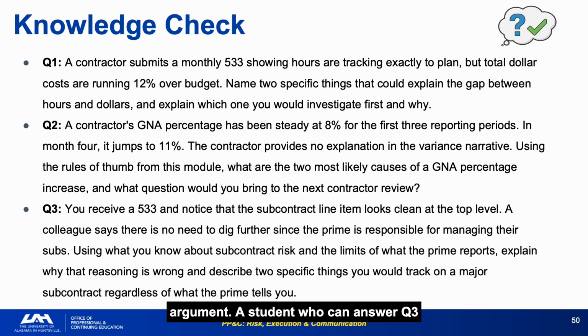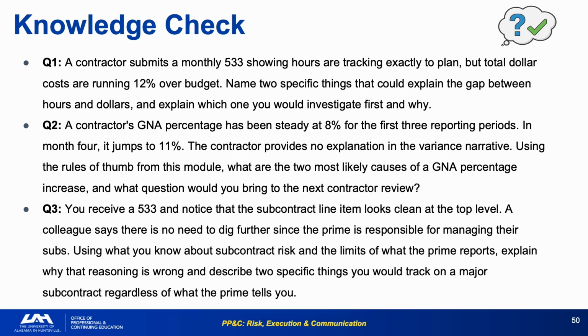A student who can answer Q3 without referring to notes has genuinely absorbed the subcontract risk message. It requires making an original argument, not just recalling a rule. These 3 questions should be answered before moving to Module 2. Module 2 builds on the assumption that the cost element framework in Module 1 is understood.